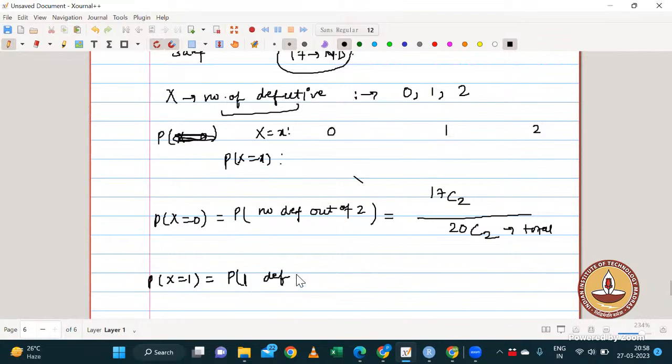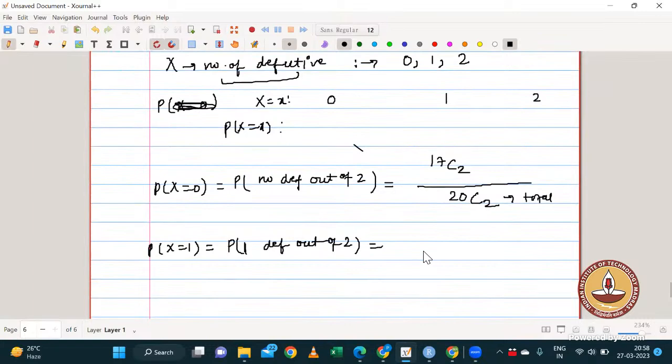Yes, sir. 1 defective out of 2. Now, tell me, what is the total case for the 2 computers? 20C2. That's 20C2, right? This is the total case. Now, favorable case is saying 1 should be the defective.